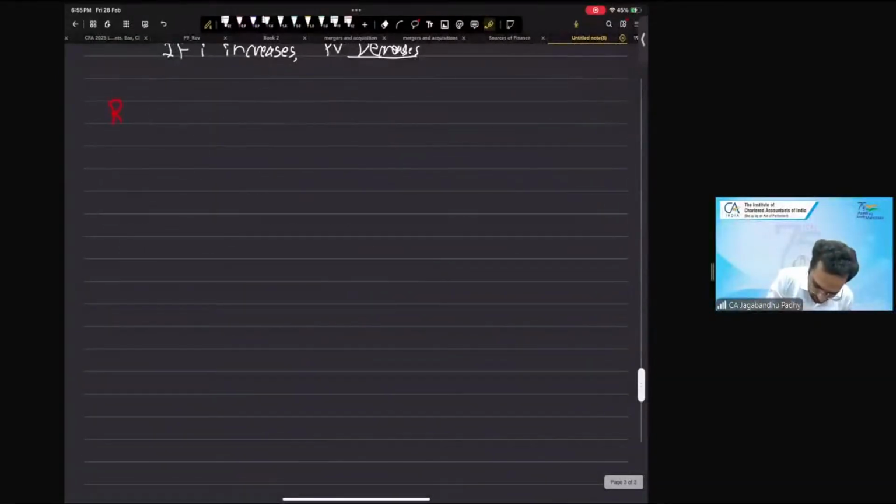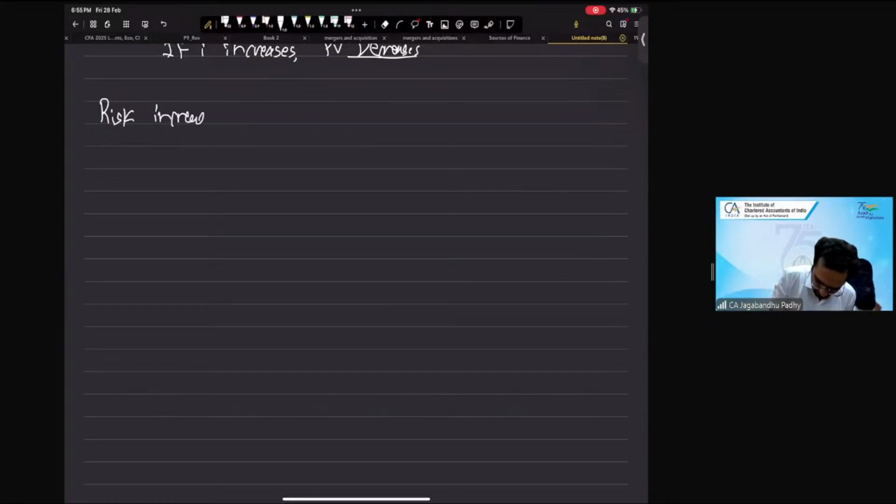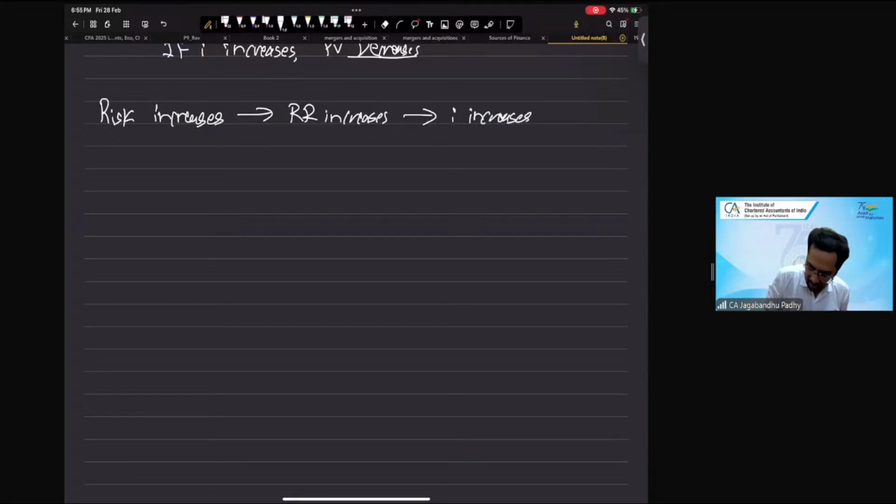So the simple idea is, if risk increases, your required return also increases. Required return increases means I increases. And as I increases, what is going to happen to the present value? Decreases, right? The present value also decreases. So risk increases, the required return also increases, I increases, and then the present value also decreases.